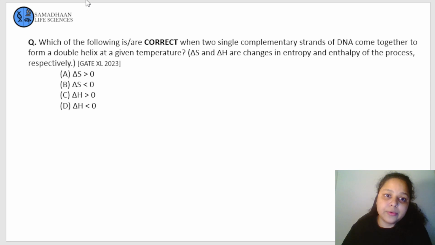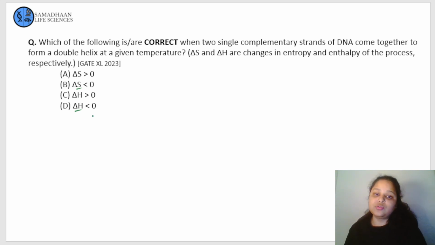Now the last example for today: which of the following is or are correct when two single complementary strands of DNA come together to form a double helix at a given temperature. In the options we have enthalpy change and delta S, that is entropy change. Let's first consider enthalpy. Two single strands are coming together to form a duplex by hydrogen bonding and stacking. So the duplex is more stabilized by hydrogen bonding and stacking. So the product minus reactant delta H is less than 0 because the product is more stabilized.